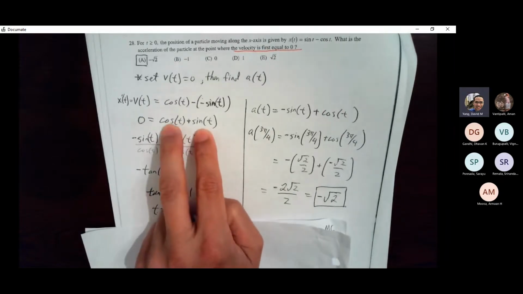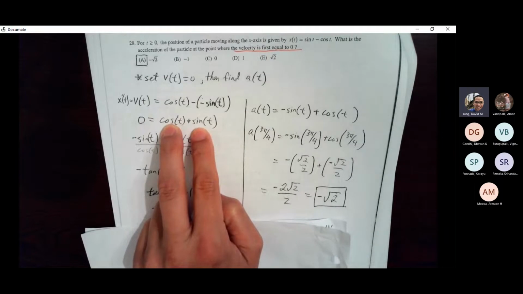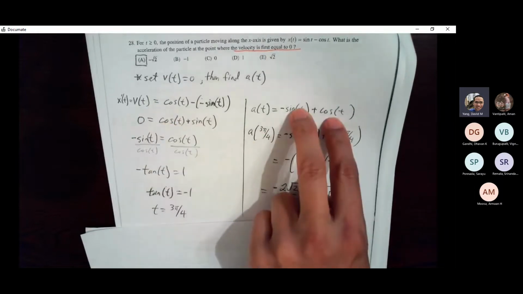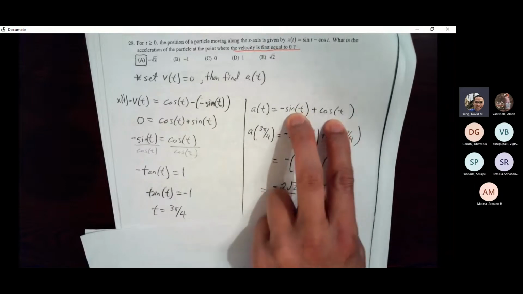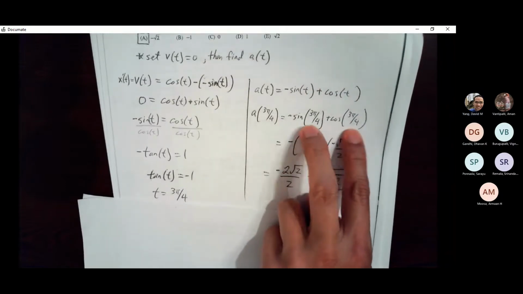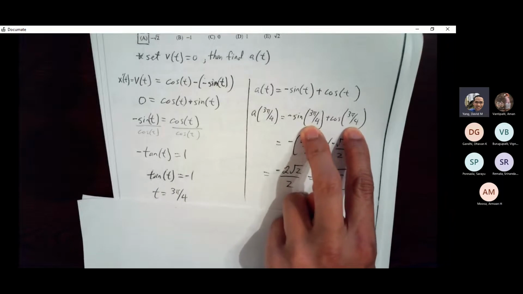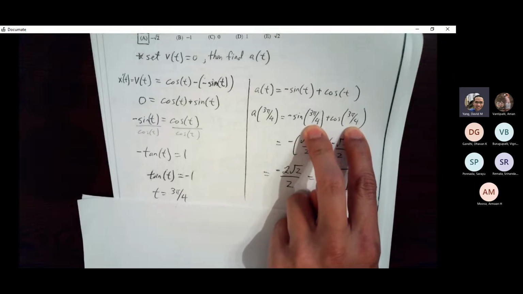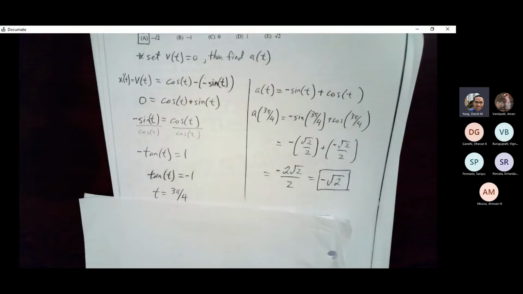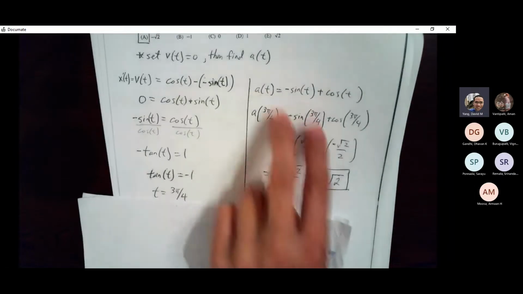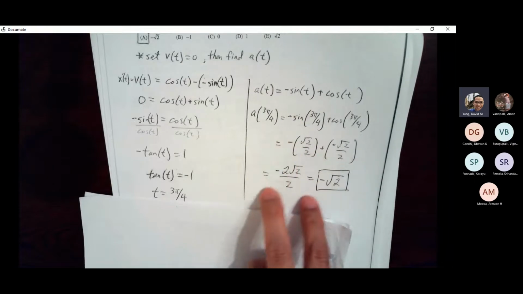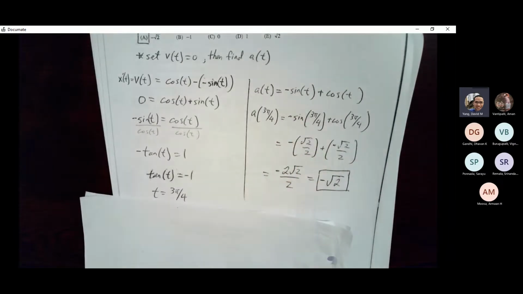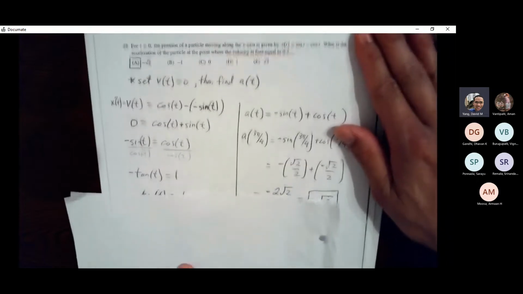So acceleration is the derivative one further down. So cosine becomes negative sine, sine becomes cosine. Replace all of our t values with 3 pi over 4. And we know that sine and cosine of 3 pi over 4 will just be variations of pi over 4 in the first quadrant. Sine of 3 pi over 4 will be positive, but cosine of 3 pi over 4, in the second quadrant, will be negative. So with root 2 over 2, we'll make our substitutions, do some cleanup, and we can get it all the way down to negative root 2. And that's our answer choice A.